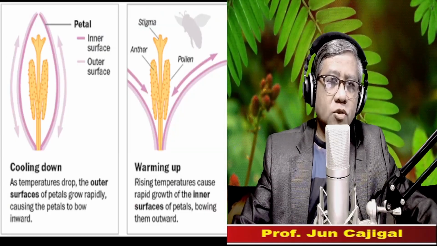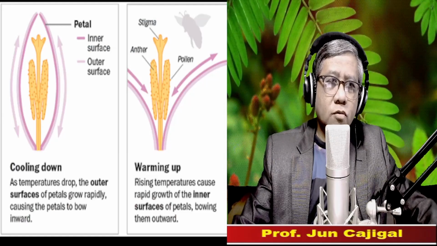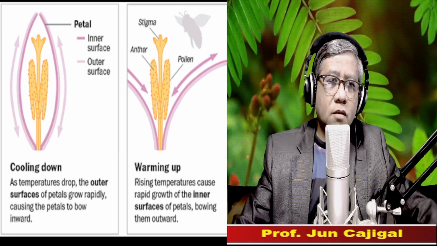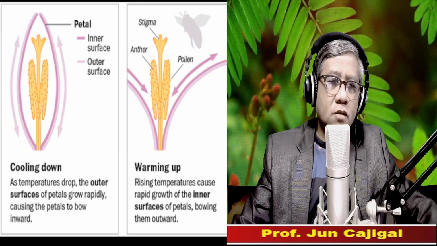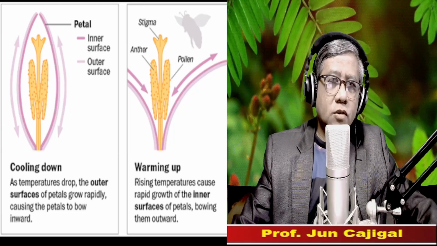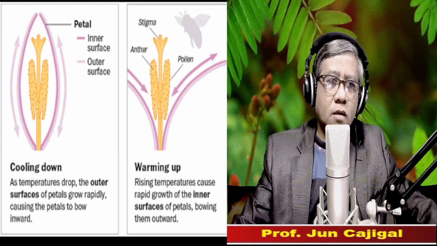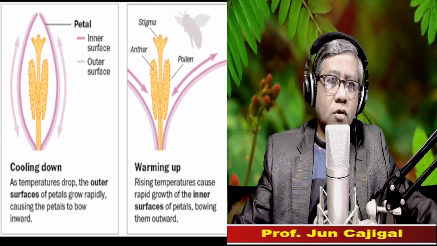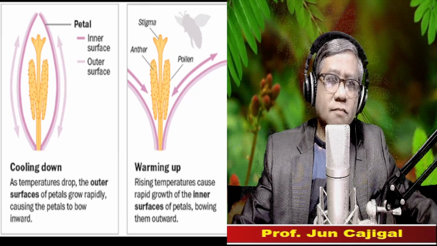As temperatures drop, the outer surfaces of the petals of crocuses grow rapidly, causing the petals to bow inwards. And rising temperatures cause rapid growth of the inner surfaces of the petals of crocuses, bowing them outward. So those are examples of plants that exhibit thermonasty.